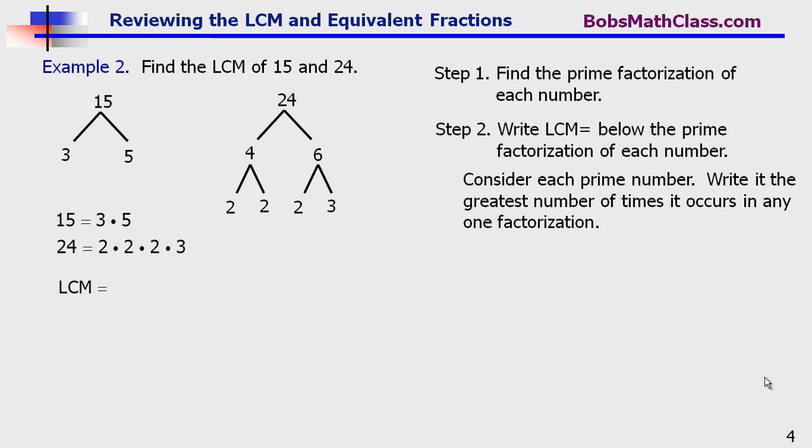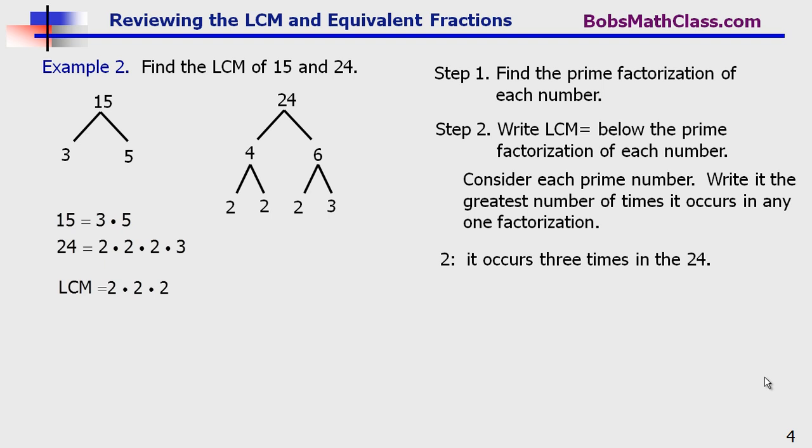So start with the number 2. What's the greatest number of times it occurs in any one row? That's right, 3 times. So write down 3 2's. 2 times 2 times 2. Okay, the next is the number 3.